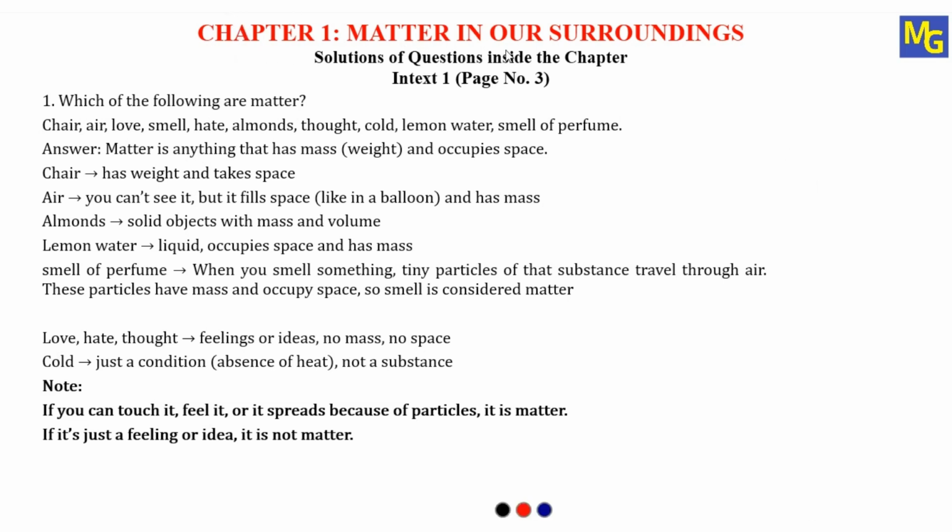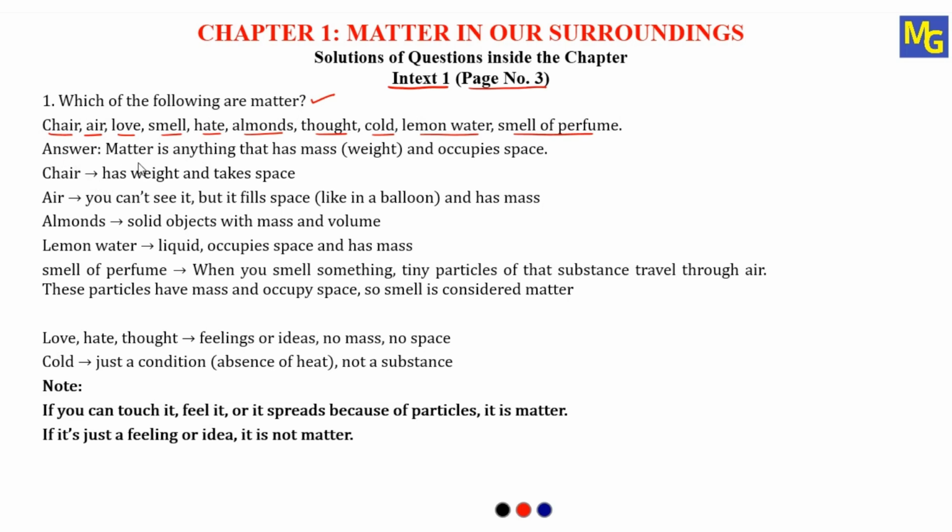Chapter number 1, Matter in Our Surroundings. Solutions of questions inside the chapter. I am going to solve in text 1, which is present on page number 3. The first question in text 1 is, which of the following are matter? In the question they have given chair, air, love, smell, hate, almonds, hot, cold, lemon water, smell of perfume. These are the things given in the question, and from all these things we have to tell which are matter and which are not matter. So let's start with the answer.